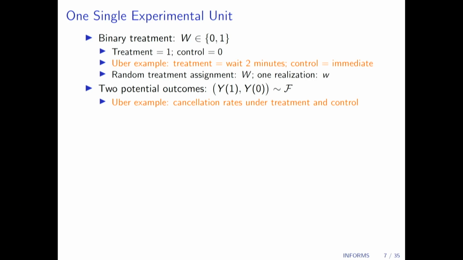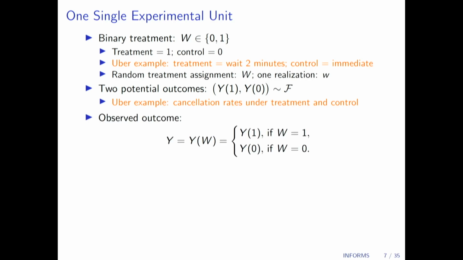So at any point in time, in the Uber example, you can observe what is the cancellation rate of the riders. So the observed outcome is connected with the potential outcomes using the following expression: if I do treatment today, I'm going to observe Y of 1. That's my observed outcome, so Y is equal to Y1. And if I do control today, then Y is equal to Y0, meaning that I observe the control outcome.